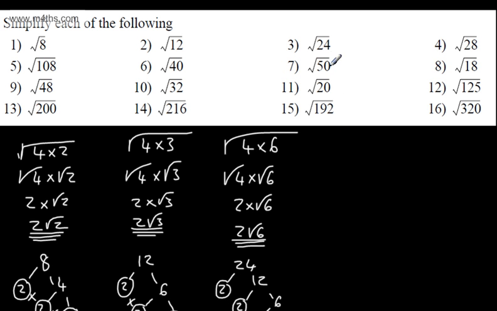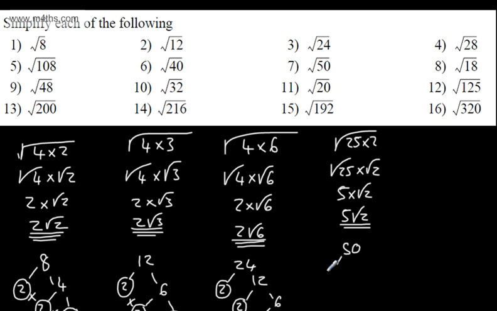I'm going to spot that 25 is in here. So we've got this one as the root of 25 times by 2. So I could write that as the root of 25 multiplied by the root of 2. Root of 25 is 5, so we'd have 5 root 2. Now what happens if you didn't spot that?